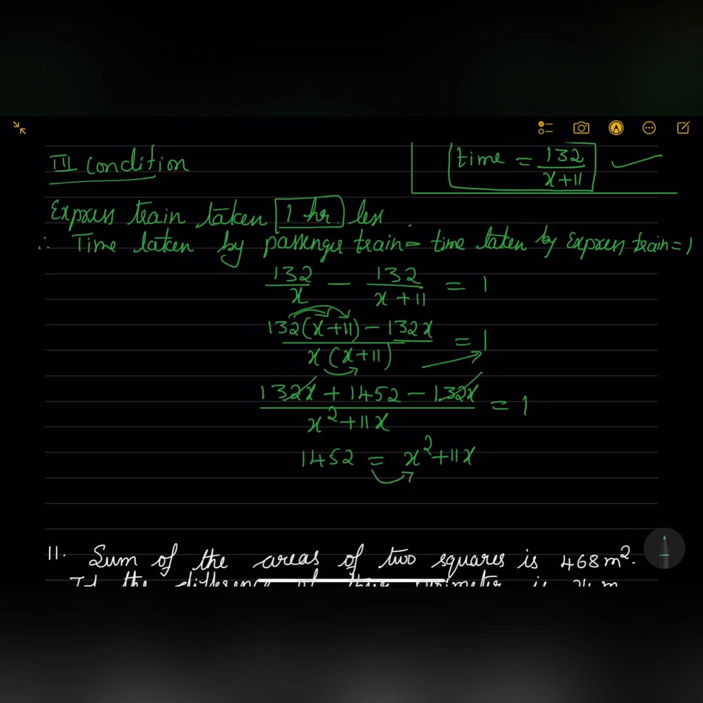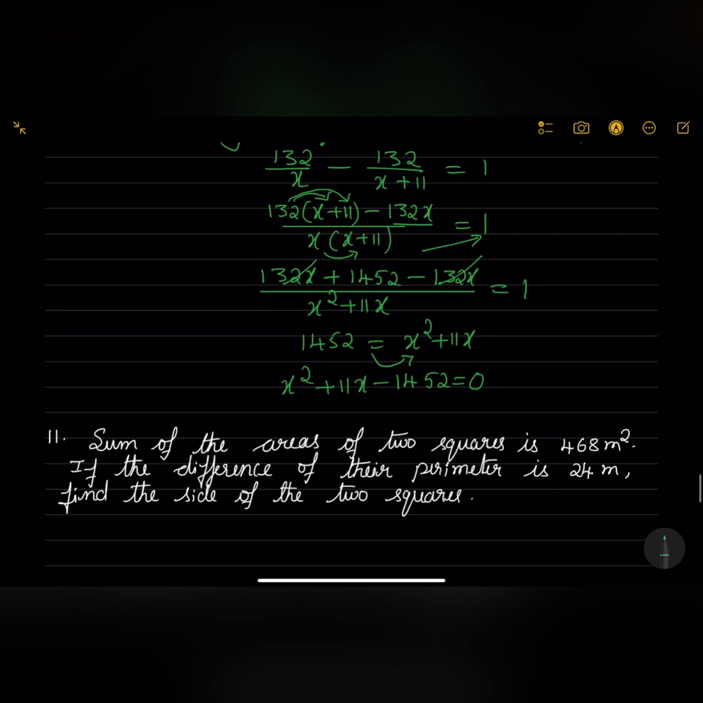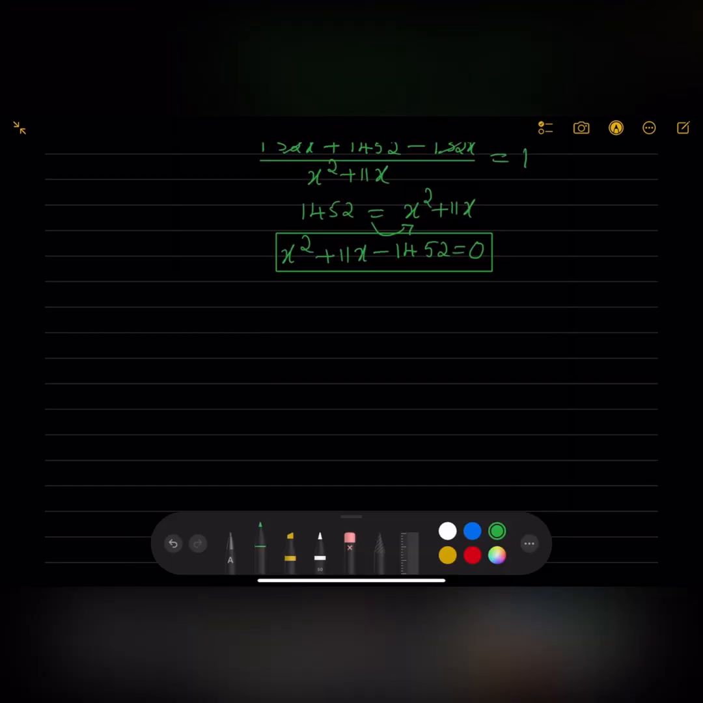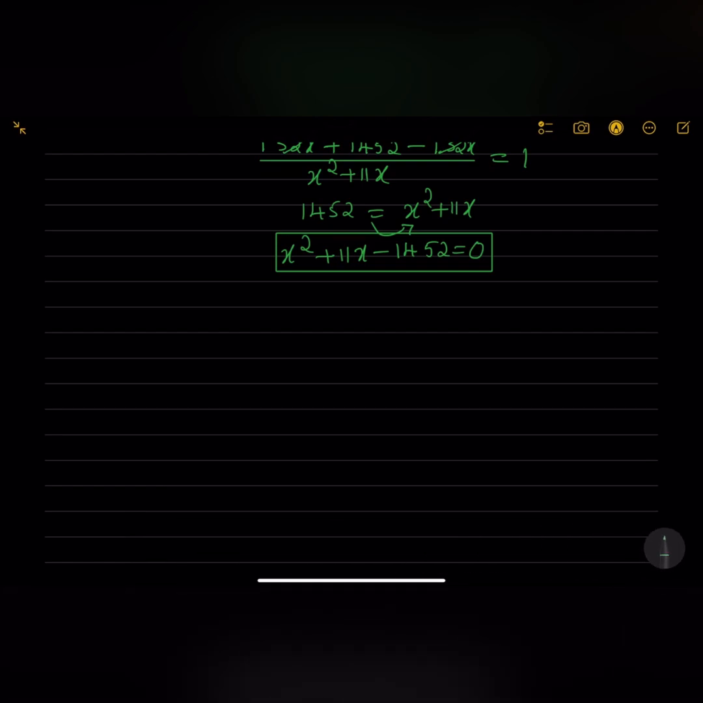We'll shift it to this side, so we'll get x square plus 11x minus 1452 is equal to 0. Now we have the quadratic equation. We have to find out the values of x. We'll split the middle term and find out, or else we can do it with the quadratic formula also. Okay, let me take the quadratic formula. It becomes easy in this case. Minus b plus or minus square root of b square minus 4ac divided by 2a. So a is 1, b is 11, c is minus 1452.